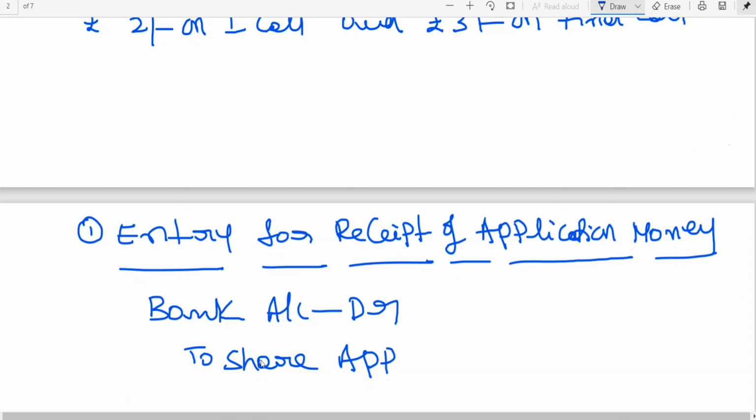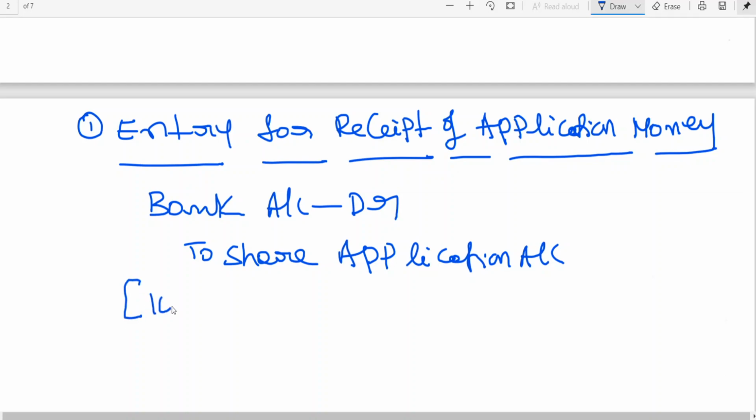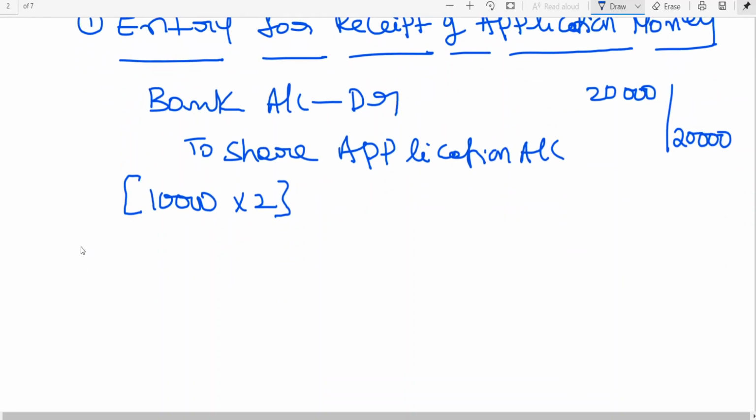See, if you are having two types of shares, you shall prefix equity share application or preference share application. Since only equity shares are issued, no need to prefix equity or preference. It implies share application is nothing but equity share application only. Bank account debtor to share application. How many shares? 10,000 shares. What is application money? 2 rupees. 20,000.